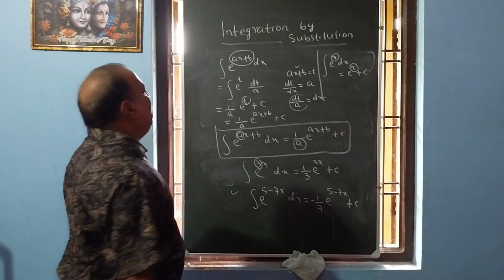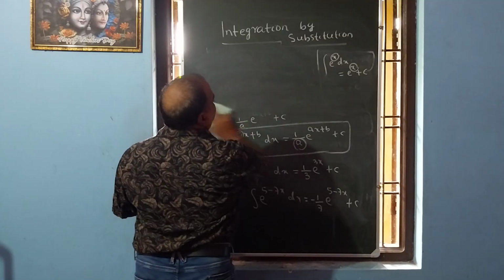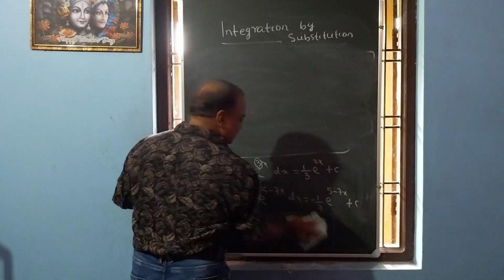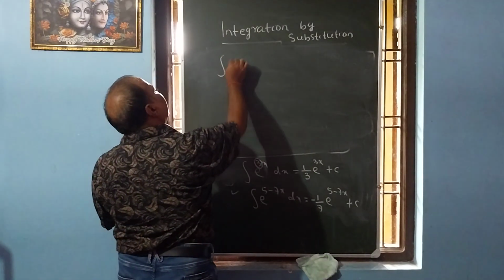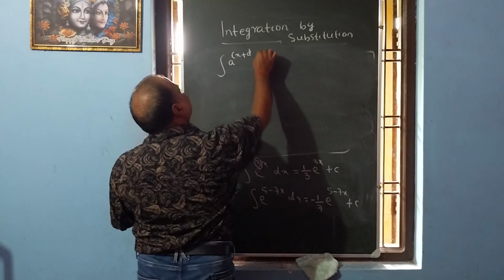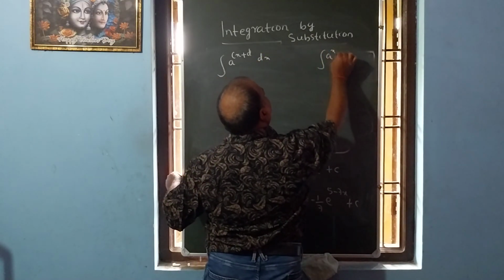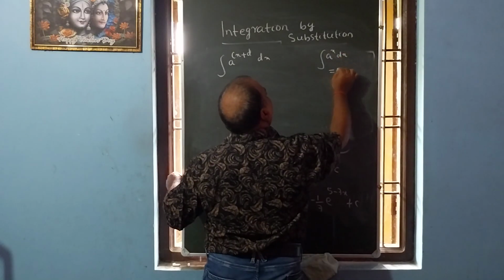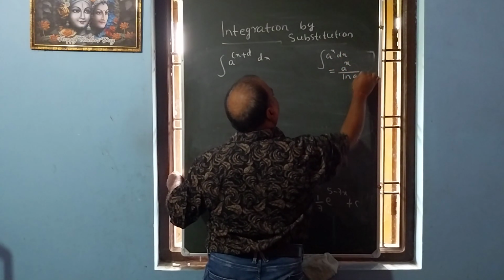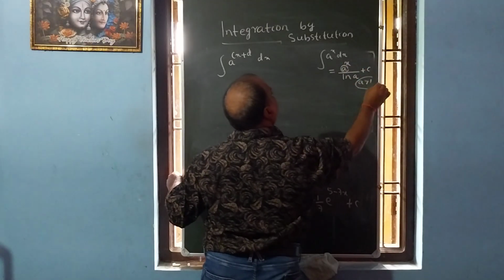Okay? Now we are discussing another type: a to the power cx plus d. Integration of a to the power cx plus d dx. So we know that integration of a to the power x dx is equal to a to the power x divided by ln a plus c, provided a is greater than 1.